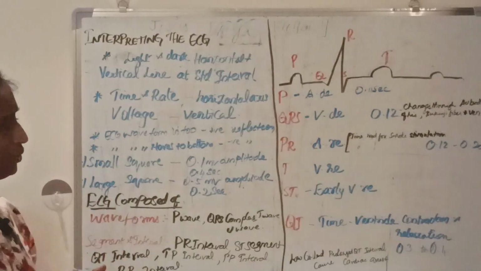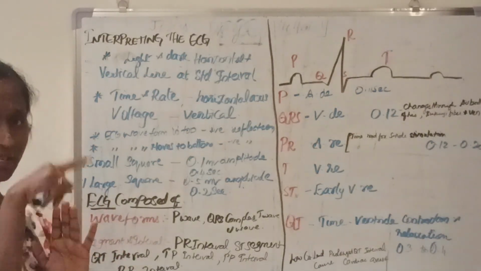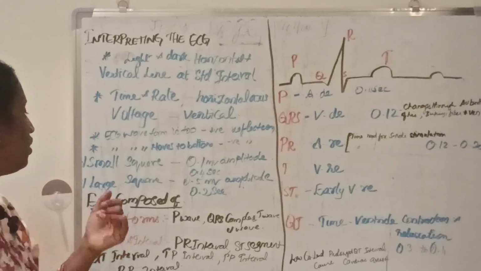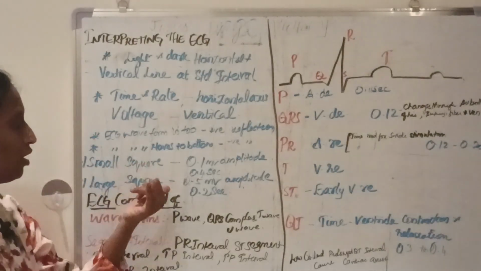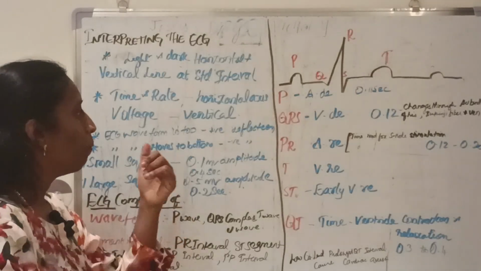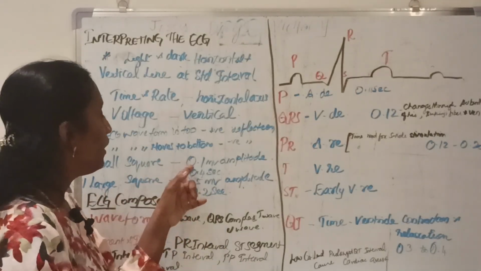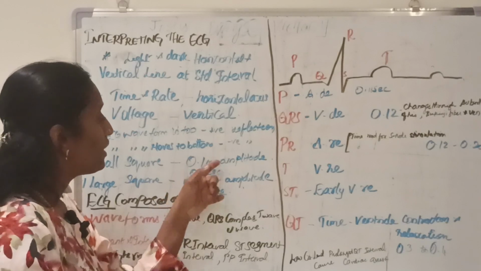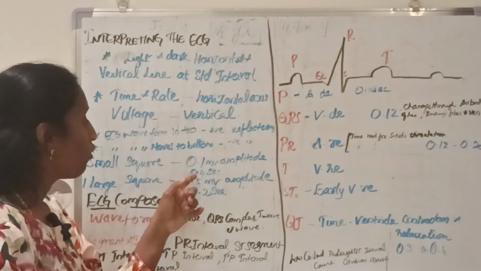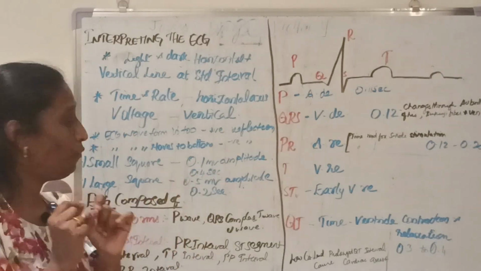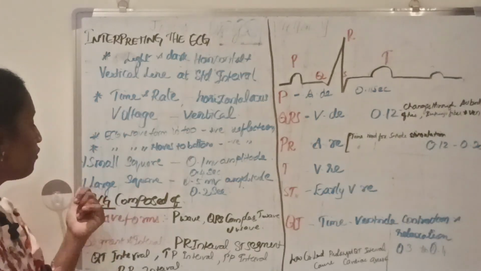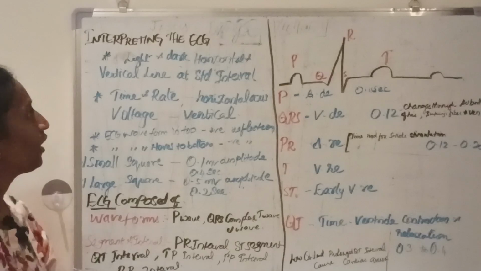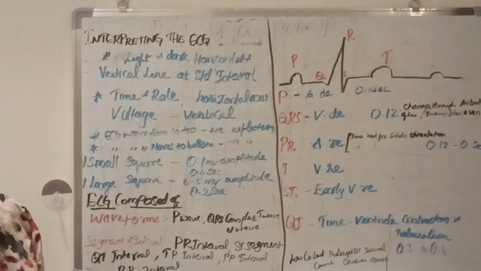The horizontal and vertical lines create square boxes. One small square has an amplitude of 0.1 millivolt and a time of 0.1 second. The time for a large square is 0.2 seconds. So this is the interpretation of the ECG.